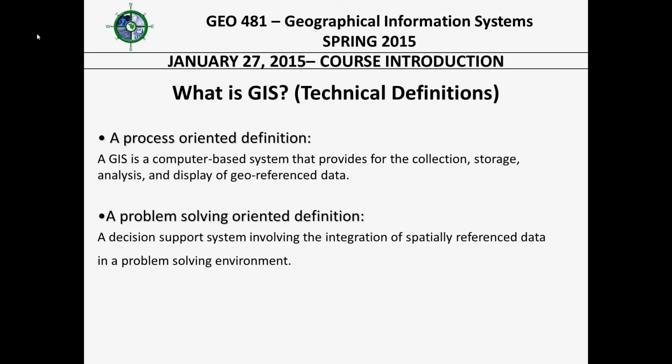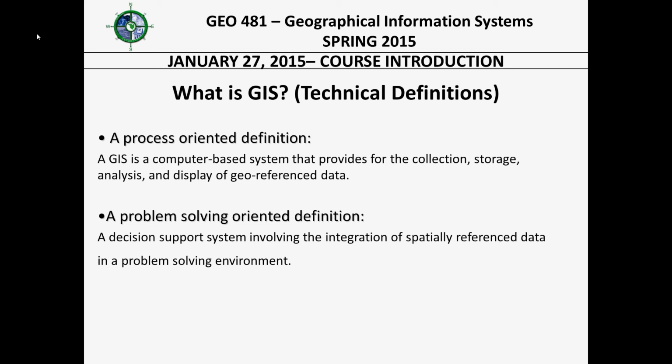GIS is a process-oriented definition: a computer-based system that provides for collection, storage, analysis, and display of spatial data. By now, maybe you can think of some examples you've seen, either in class or working on the labs, that satisfy that definition.